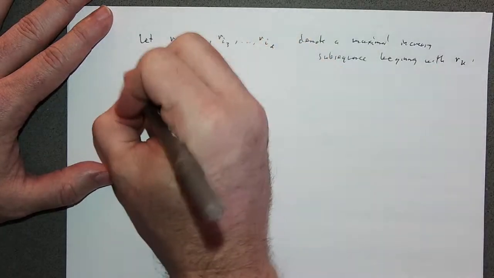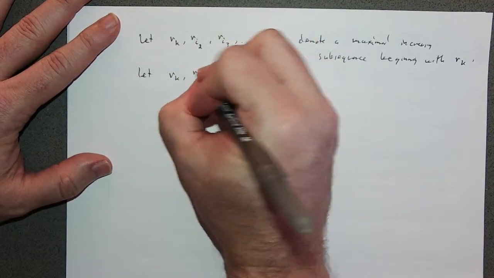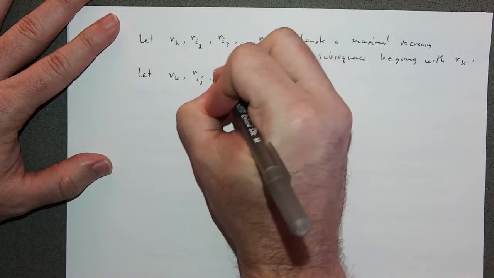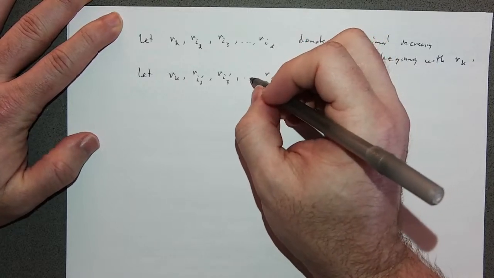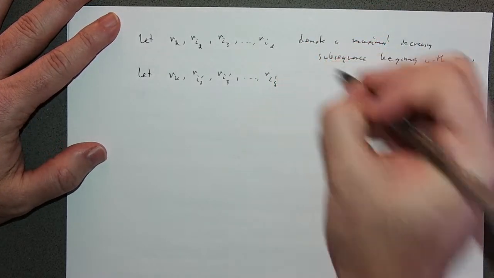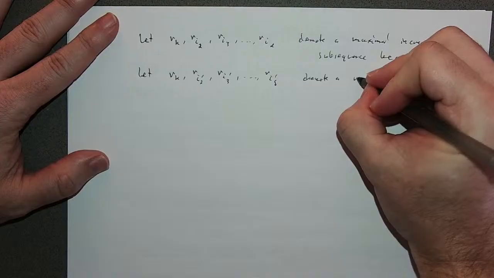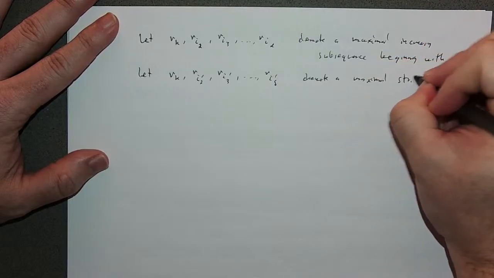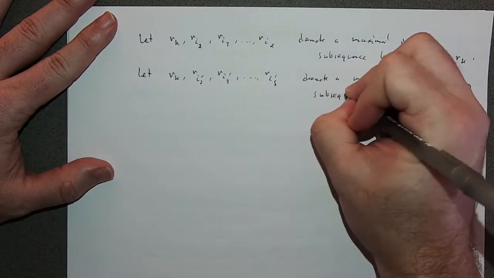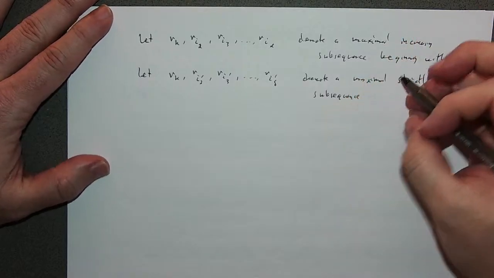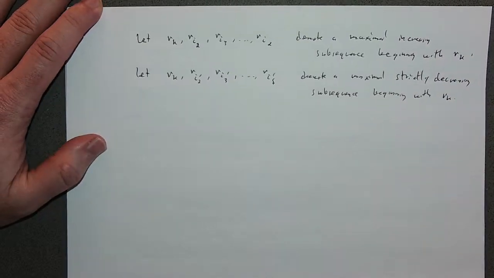And let r sub k, and we'll say r sub i sub 2 prime, r sub i sub 3 prime, and so on out to r sub i sub delta prime, denote a maximal strictly decreasing subsequence beginning with r sub k. Okay.